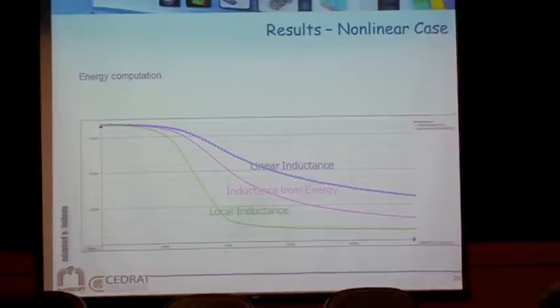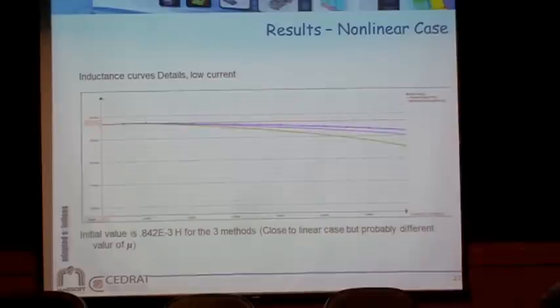So if I look at the detail right at the beginning, now you can see my three curves: this is phi divided by I, this is the energy, and this is the d phi di. And you can see up to whatever it is, one and something amps, I almost have no saturation, and indeed those three curves are together. Okay?